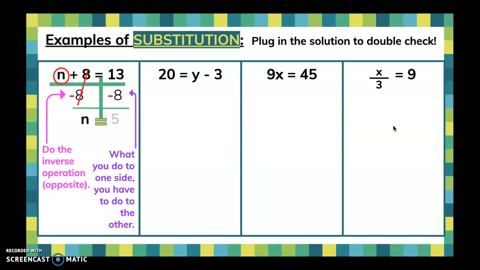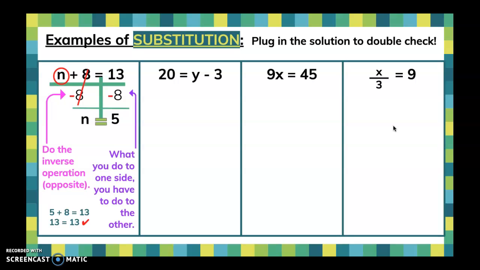Well, that equals 5. Now remember, I want to double check things. I want to make sure, is that 5 really a solution to this? So I'm going to plug it in. 5 plus 8 is 13. 13 equals 13. Yes, that is the correct solution. I'm checking my work.